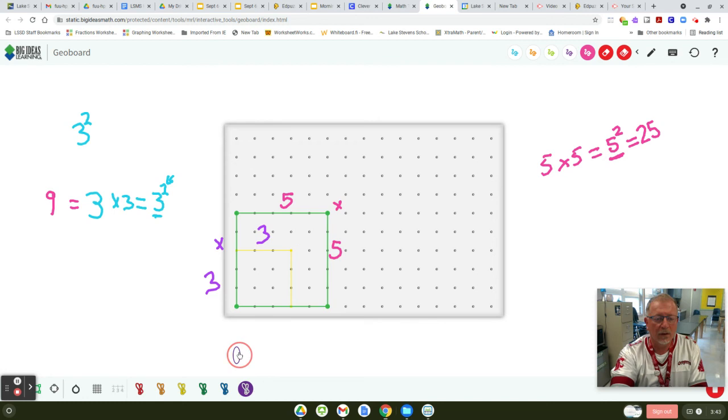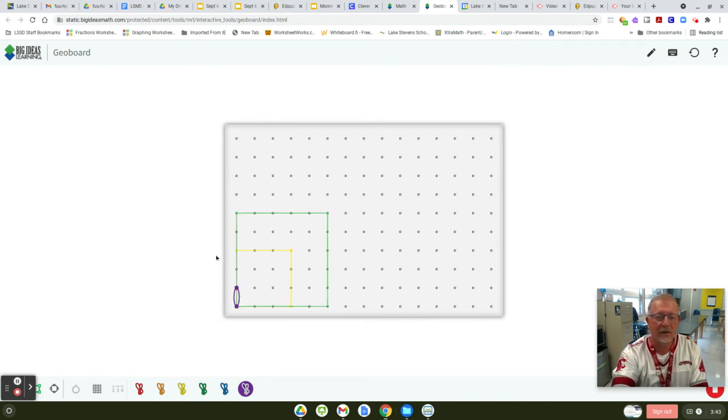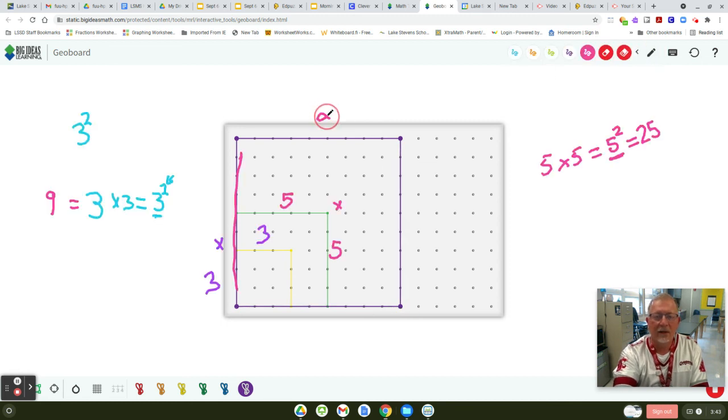You want to do one more? Let's do one more. Let's do as big as we can go. We're going to go up, and I think that's 9. Let's see if it turns out to be a square. 1, 2, 3, 4, 5, 6, 7, 8, 9. And then I'll pull this down here. So now we have 9 times 9, well, we have 9 squared. So 9 squared is going to be the same thing as 9 times 9, and it's going to have a value of 81.